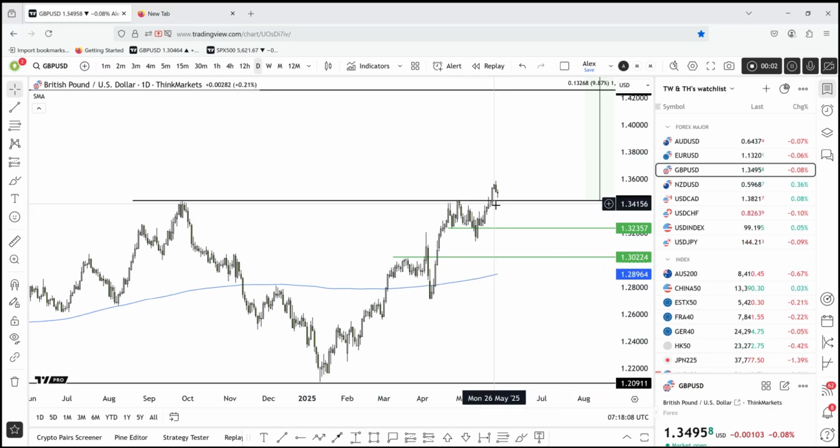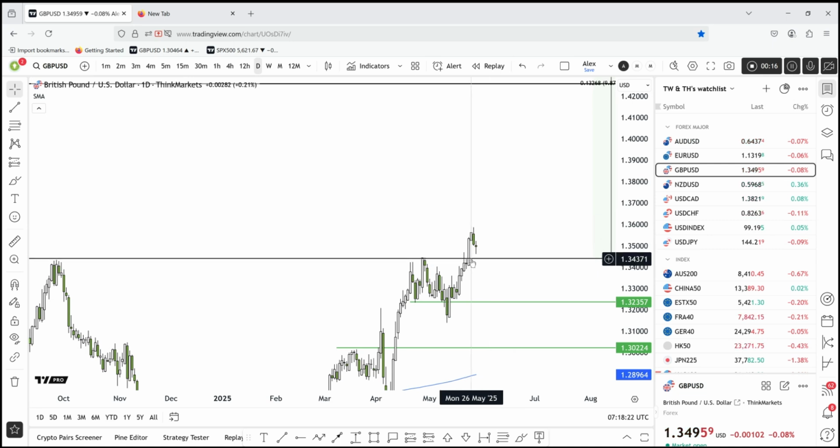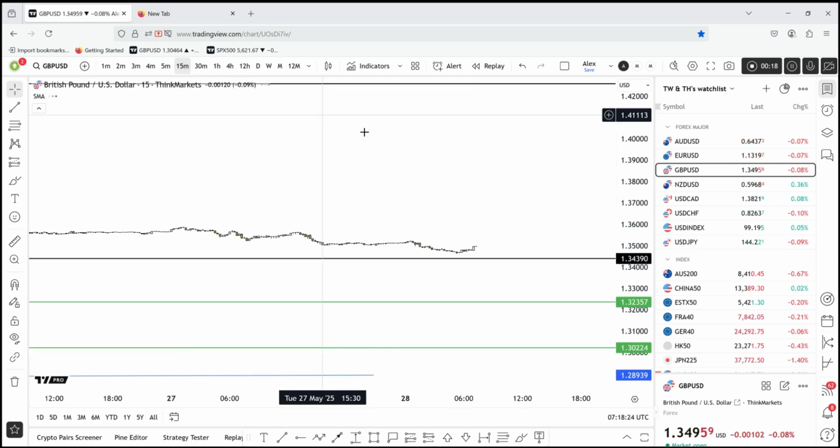GBPUSD is back at the crime scene. So the price slipped and almost touched this breakout point at 134.39. How can we trade on the back of this? Because we can always trade on the breakout and then we can trade the retest.